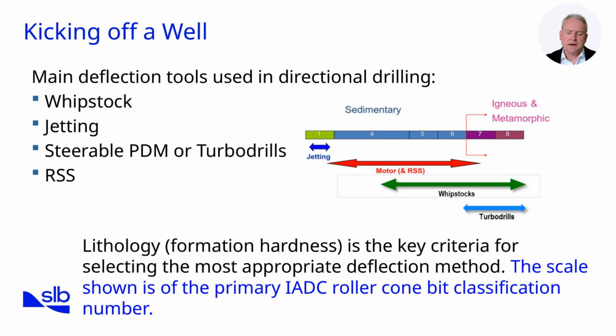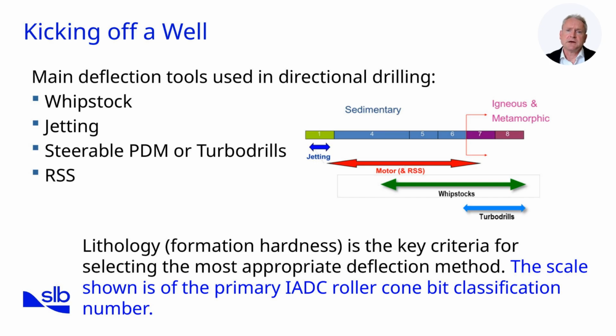The picture on the right provides a rule of thumb for selecting the appropriate deflection method. The numbers refer to IADC roller cone bit classification. In very soft formations, a jetting bit should be used. This is because the formation is so soft that it washes away in front of you, which prevents other deflection mechanisms from operating correctly. Once we have competency of the formation, steerable motors or rotary steerable tools are ideal.